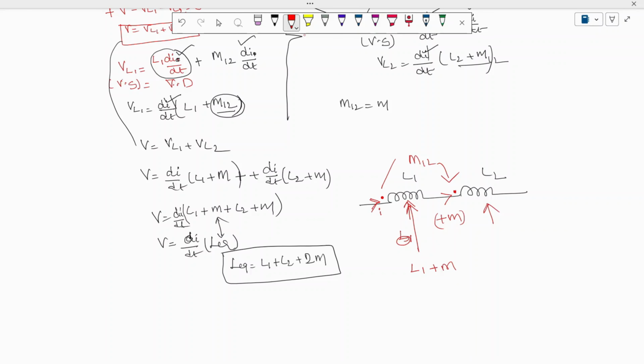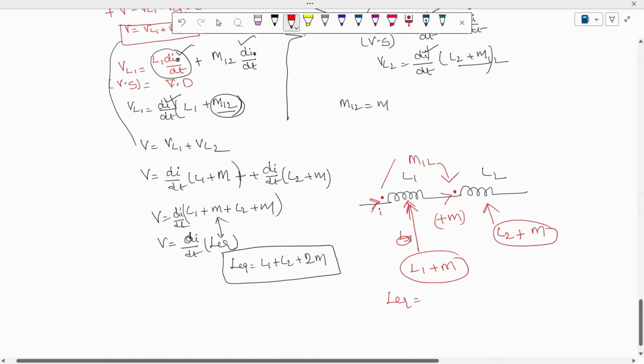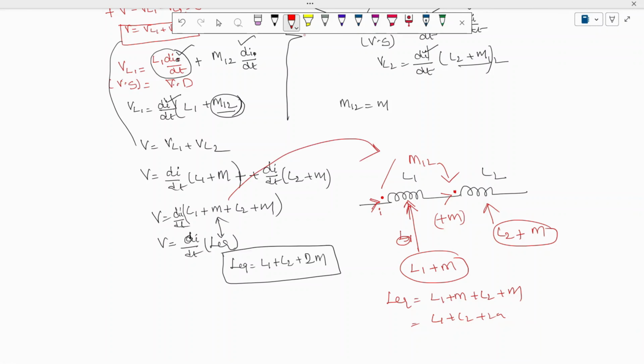This is the inductance of the first coil. How to write the inductance of the second coil? The self inductance is L2. Here the current is entering the dot, therefore the mutual inductance will be plus M. So we get L1 plus M and L2 plus M. Therefore, when you add them, L equivalent is L1 plus M plus L2 plus M, which is L1 plus L2 plus 2M. So this is the derivation we have done, but now I'm giving a shortcut for how to solve it.